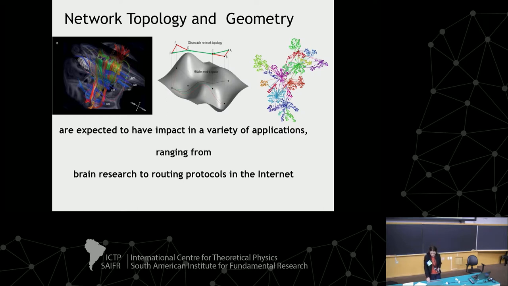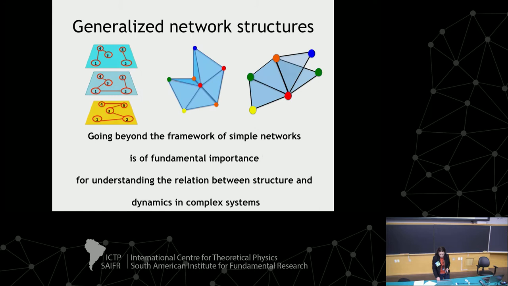And network topology is important to understand the hidden metrics of networks, or also the mathematical basis behind the mesoscale structure of complex networks. In order to tackle questions related to network topology and geometry, we need to abandon the single network framework and to study generalized network structure. And you might have heard about multilayer networks, in which the network is formed by a set of nodes and different types of interaction.